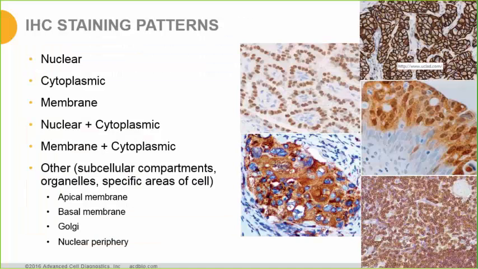Some of the common IHC staining patterns are shown in these images and listed here, including nuclear, cytoplasmic, membranous, nuclear and cytoplasmic, and membrane and cytoplasmic staining. Other staining patterns are also possible, but less commonly seen, including specific staining of subcellular compartments, organelles, and other specific areas of the cell.